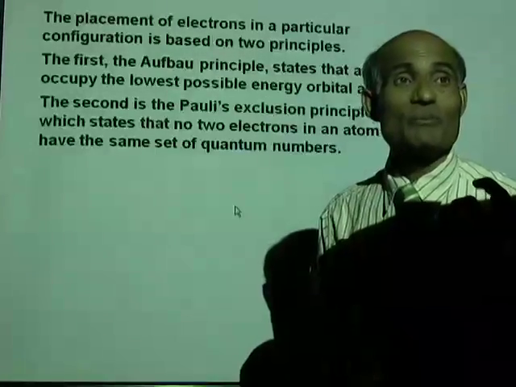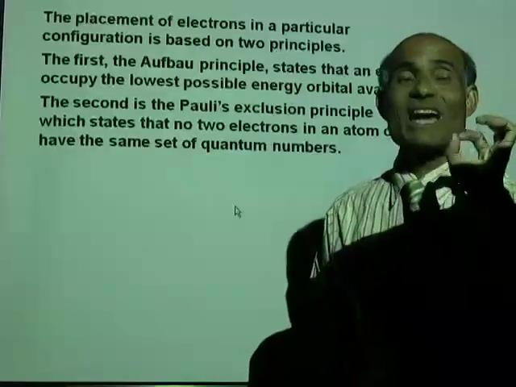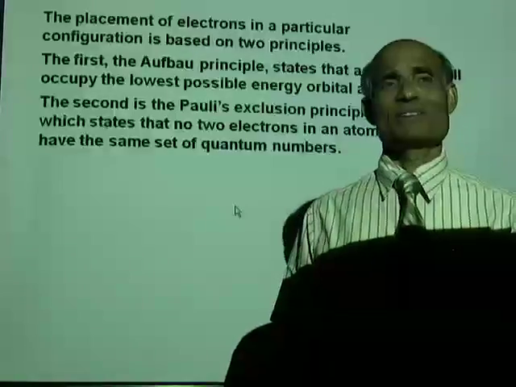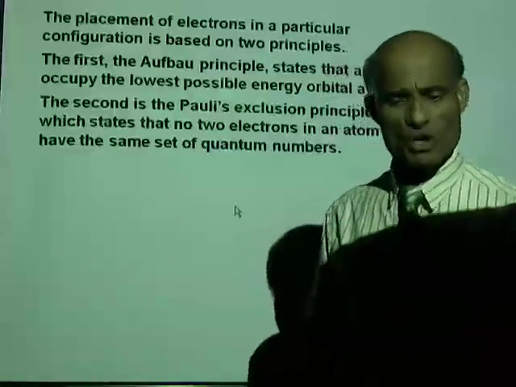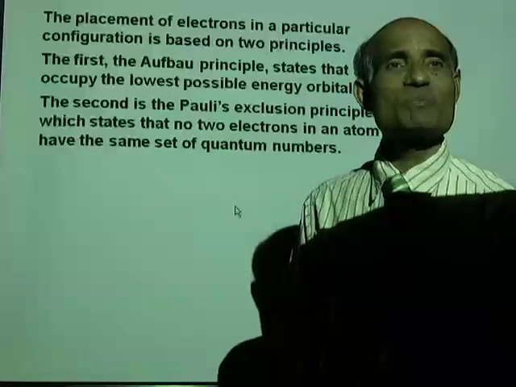What does it tell you? It tells you that no 2 electrons can have the same set of quantum numbers. Well, what does that mean? No 2 electrons can have the same set of quantum numbers.